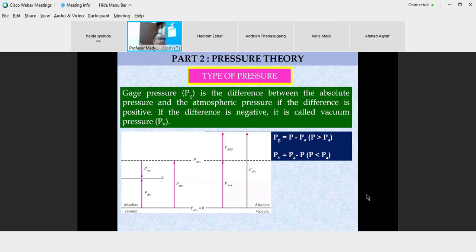Okay. So if you look into this figure, if you cannot understand what I am trying to mention, it's very simple. If you look into this kind of chart, okay.